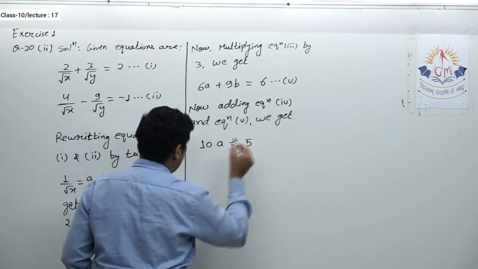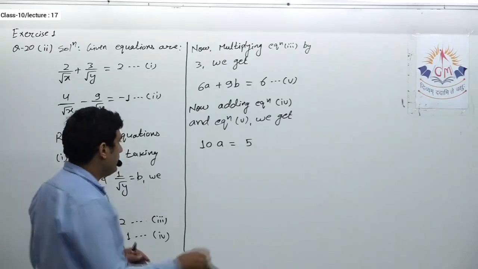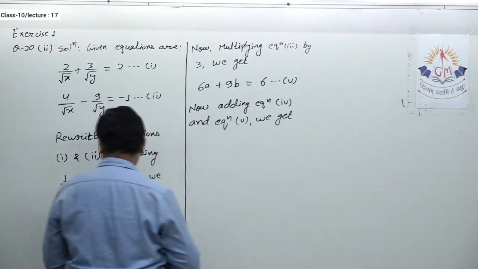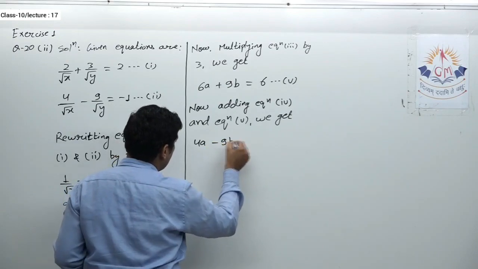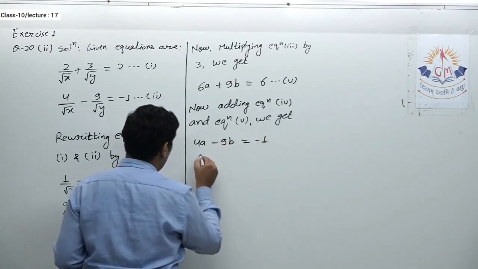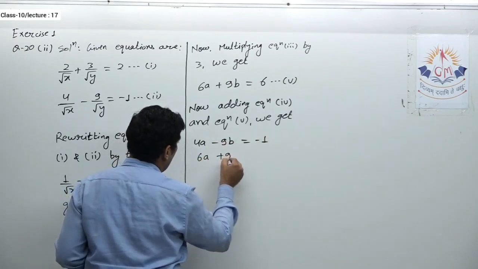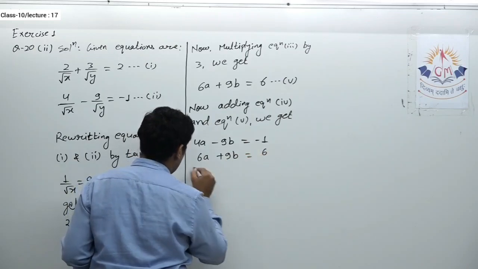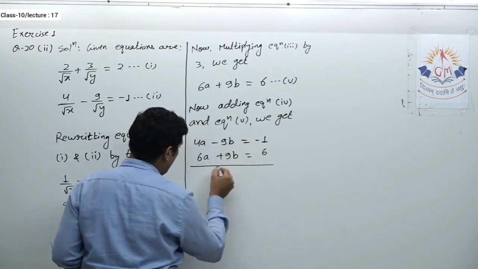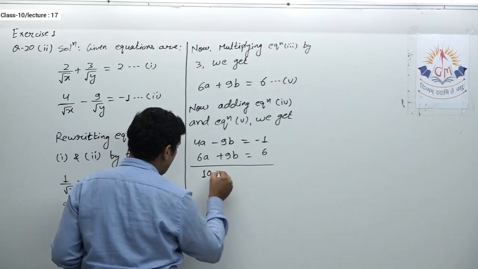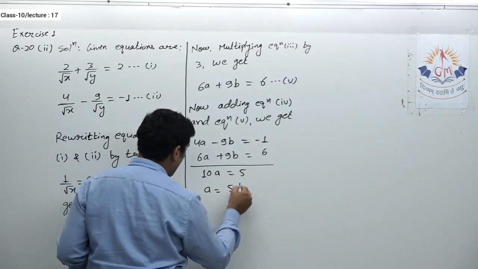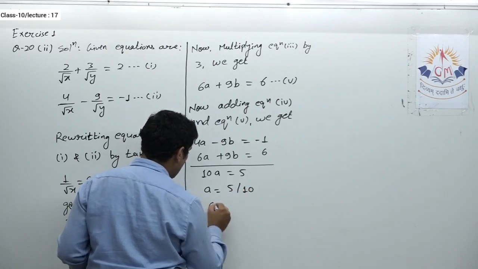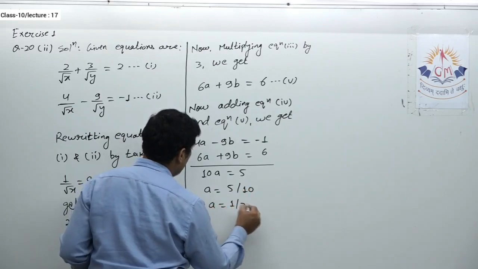that is 5. If you are not able to understand this, then write it in this way. First write the fourth equation, 4a minus 9b equal to minus 1. Below it, 6a plus 9b is equal to 6. Just by adding, you can eliminate b. Here I will get 10a is equal to 5. So a is equal to 5 upon 10, a is equal to 1 by 2.